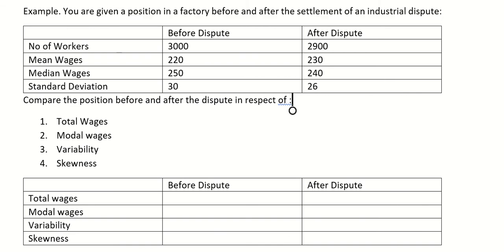We have to compare the position before and after the dispute in respect of total wages, modal wages, variability and skewness. So these four things we have to calculate before the dispute and after the dispute. So let's start now. Total wages: how do we calculate total wages? By simply applying the formula for mean, we can calculate total wages, right?